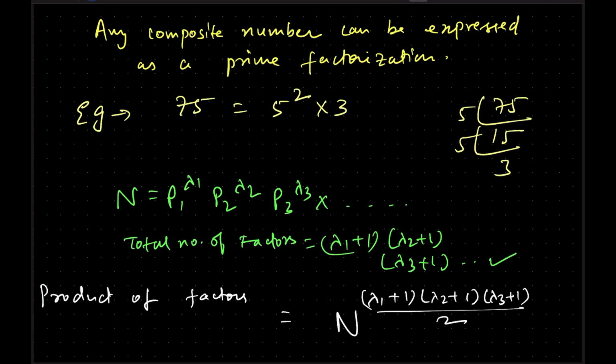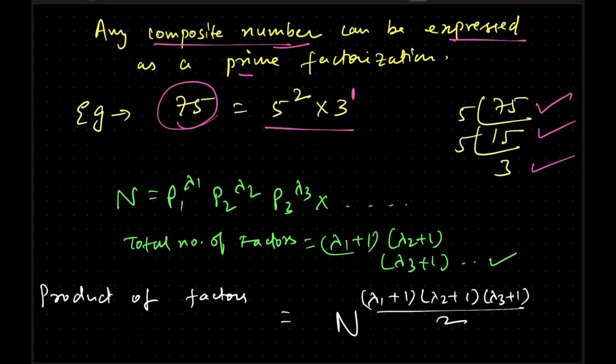So let's say, suppose a composite number is 75. We can find the prime factors of this number. If the prime factorization is written, it is 5 squared into 3 to the power 1. Any composite number can be expressed as a prime factorization. So let's generalize this concept.